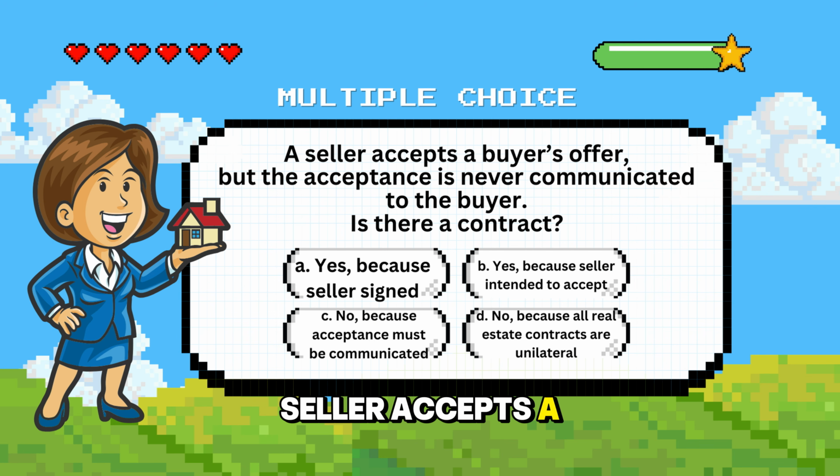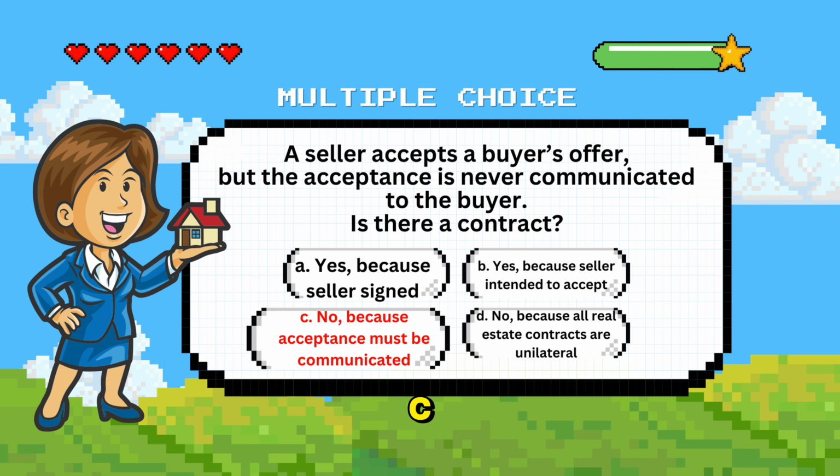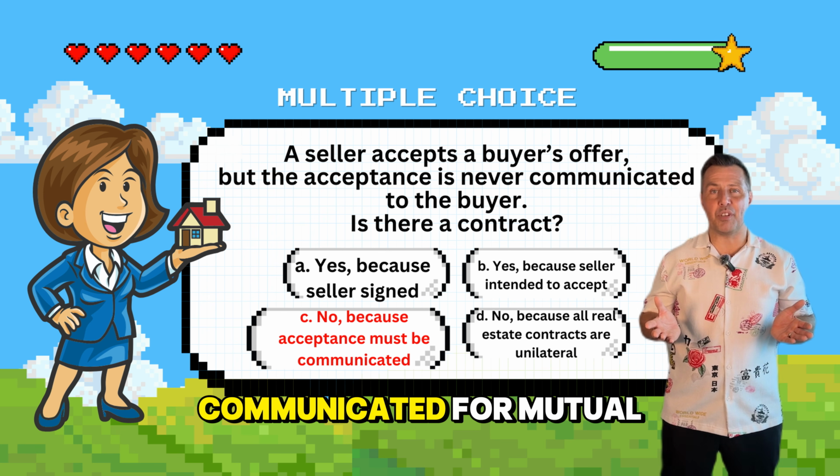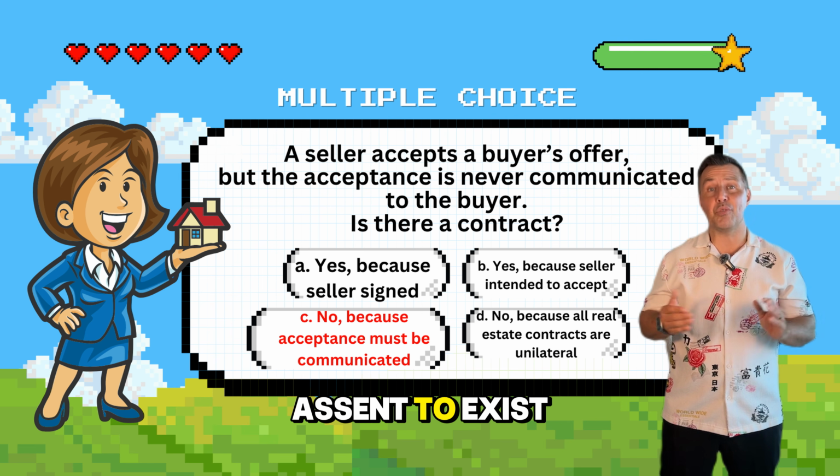A seller accepts a buyer's offer, but the acceptance is never communicated to the buyer. Is there a contract? A. Yes, because seller signed. B. Yes, because seller intended to accept. C. No, because acceptance must be communicated. D. No, because all real estate contracts are unilateral. The answer is C. Acceptance must be communicated for mutual assent to exist.